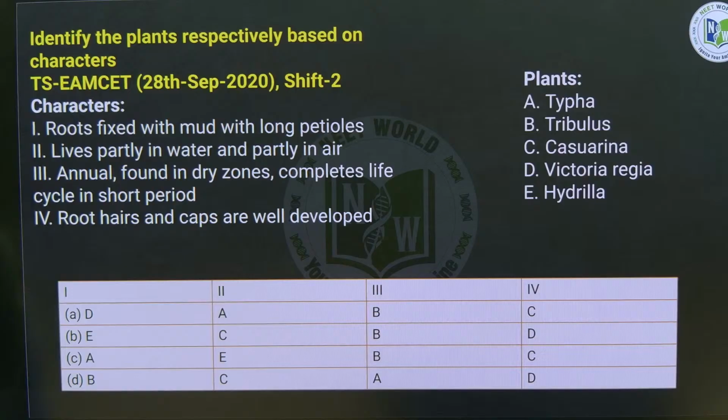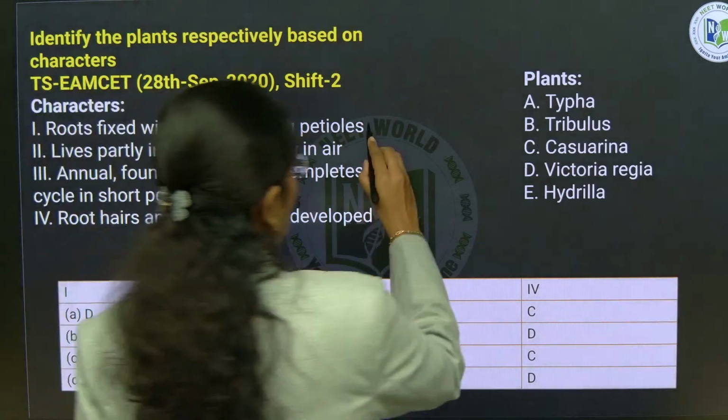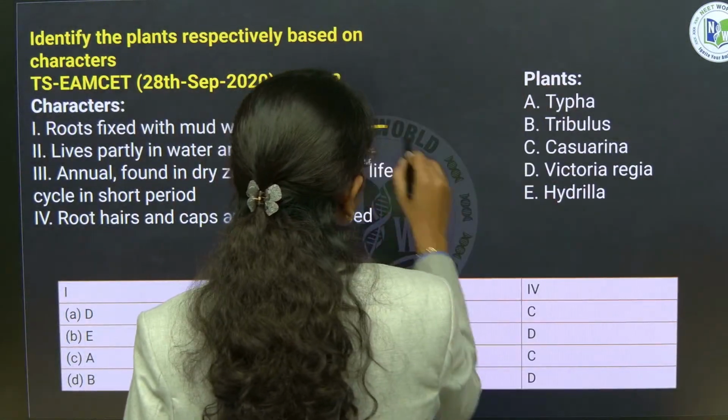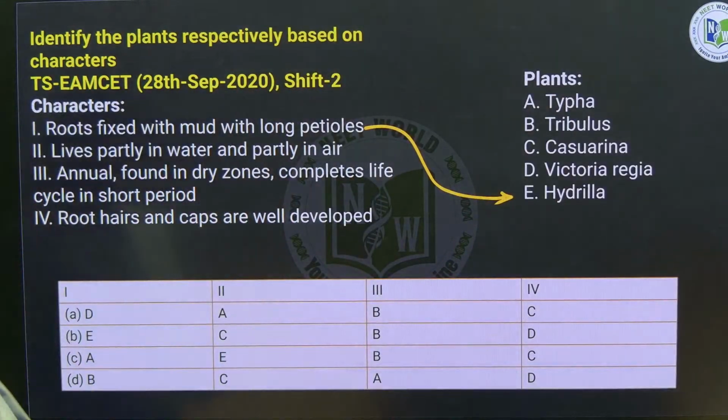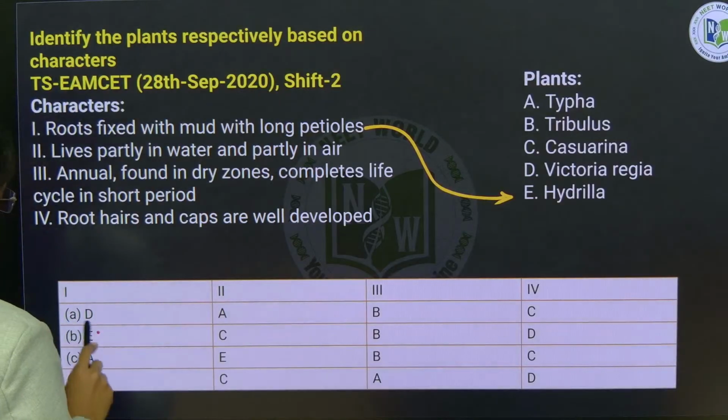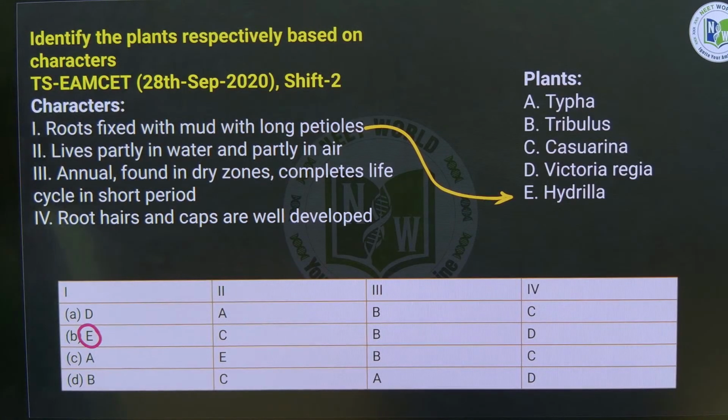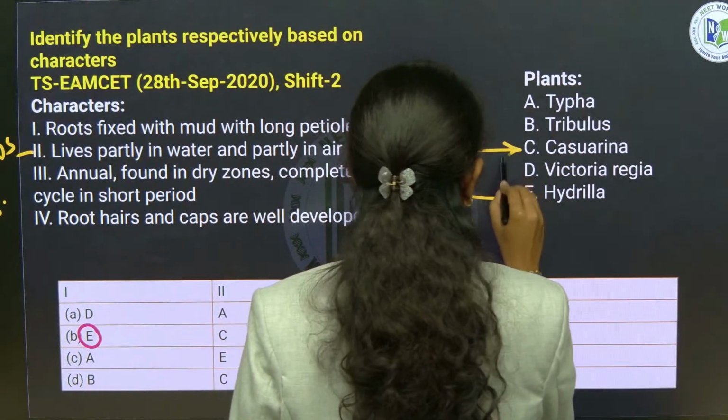Done. Done. So, first you see roots fixed with mud, with long petioles, submerged suspended, hydrilla, option E. Leaves partially in water and partly in air. Speaking about amphibious plants. Amphibious plants, here it will be C, that is Casuarina.